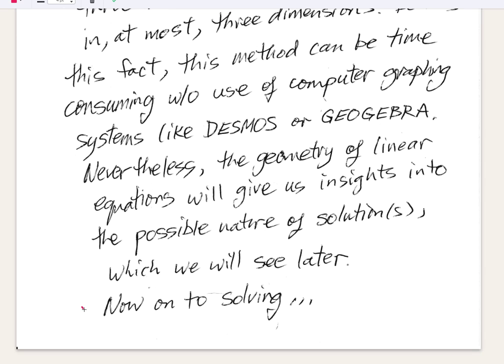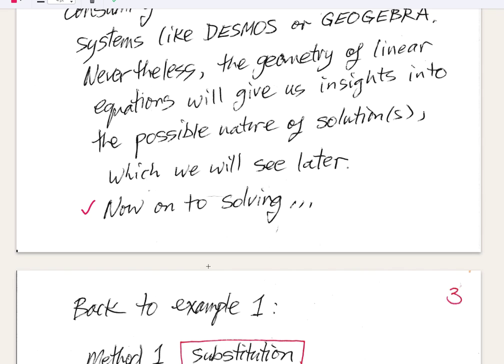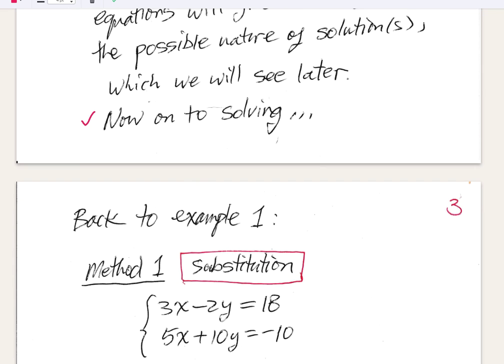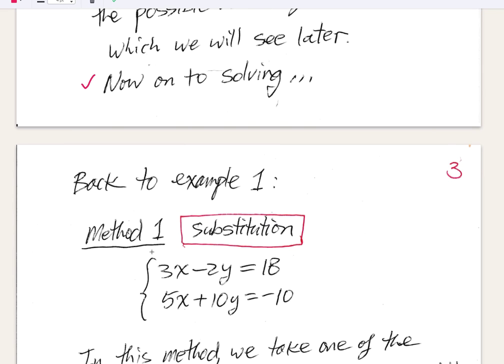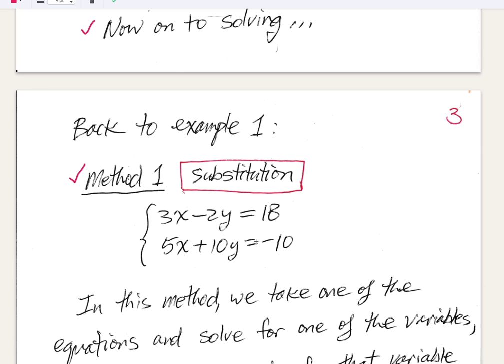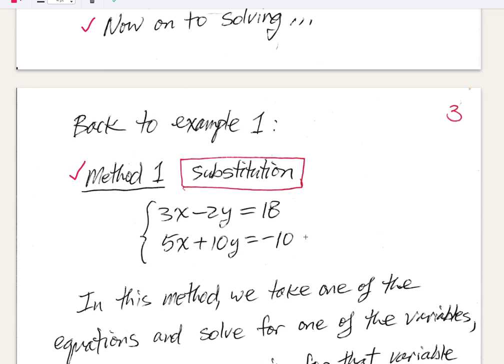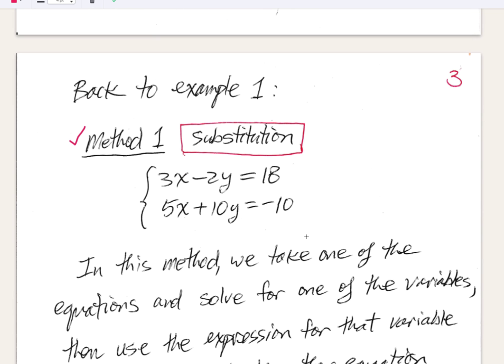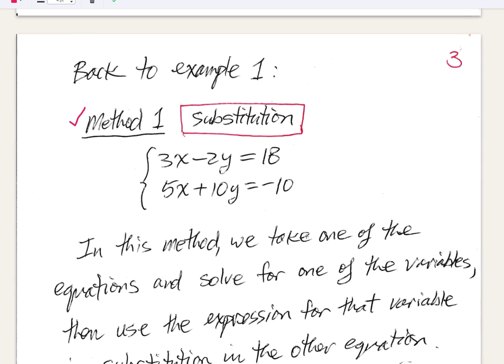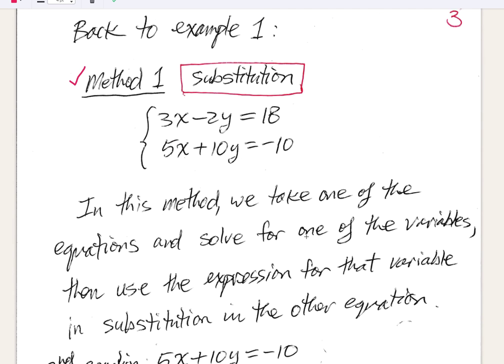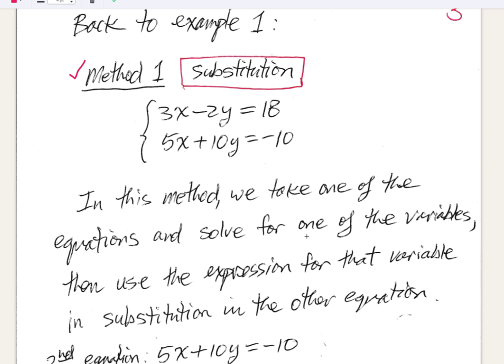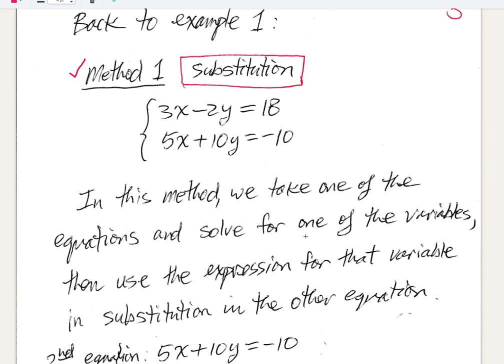Now let's move on to actually solving this system. So back to the first example here. I've written it again. The first method I'm going to talk about is something called the substitution method. So here I've got my system written again: 3x minus 2y is 18, 5x plus 10y is negative 10. In this so-called substitution method, we take one of the equations and solve for one of the variables, then use the expression for that variable in substitution in the other equation. All right, let's see this concretely.